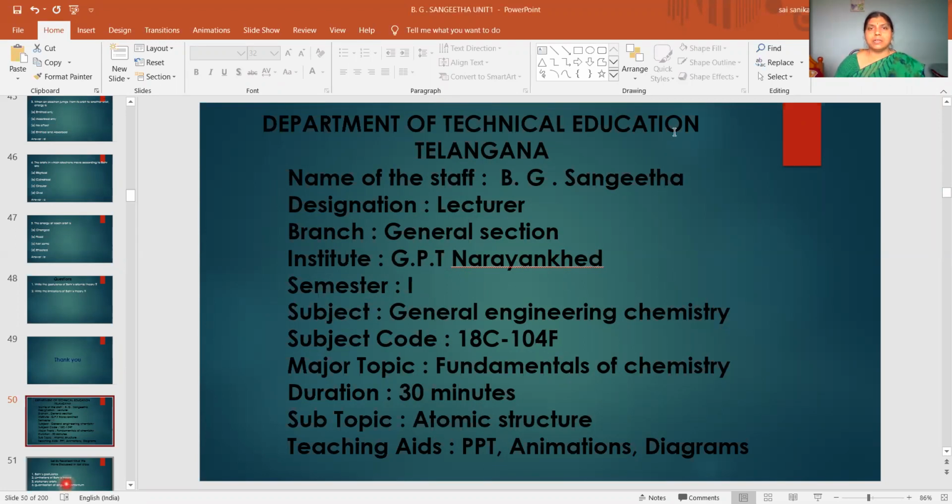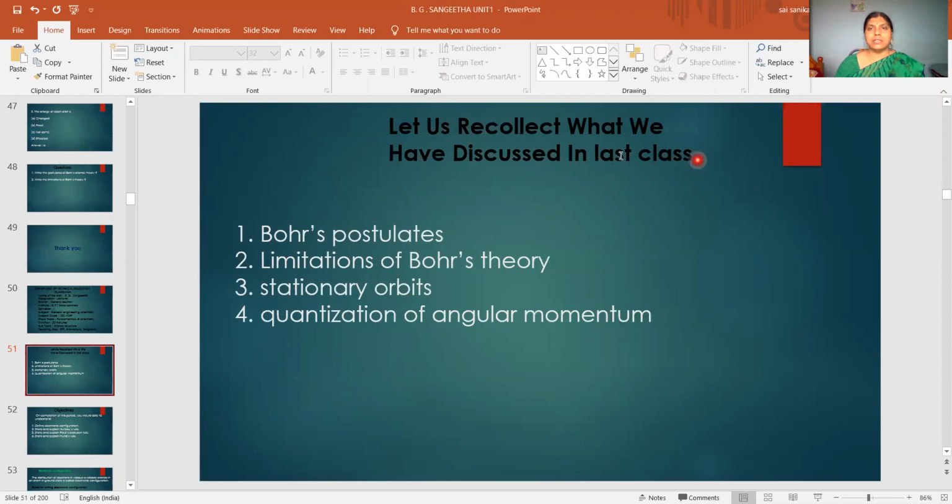Let us recollect what we have discussed in the last class. In the last class, we discussed Bohr's postulates and limitations of Bohr's theory, and these two are the major topics. In that, we discussed what are stationary orbits and what is quantization of angular momentum.